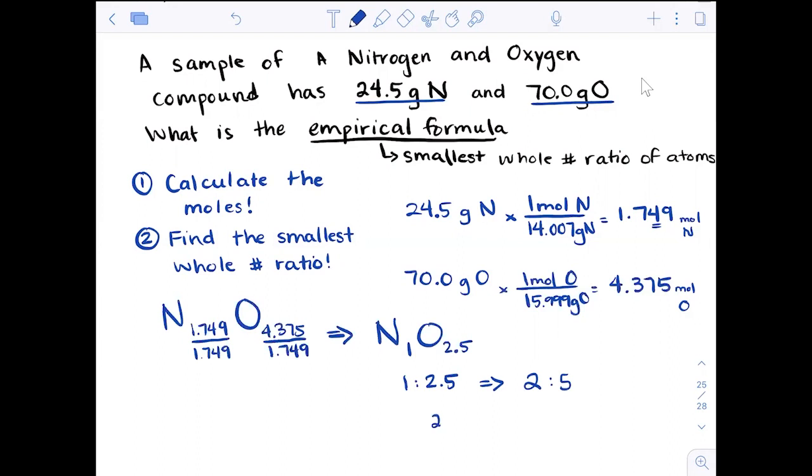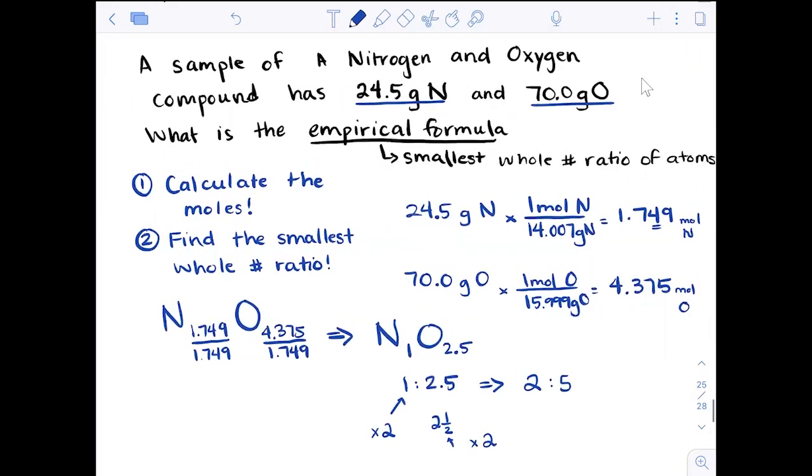2.5 is really 2 1/2. To get rid of that half, I would multiply it by 2. But what I do to one side, I have to do to the other. So my empirical formula is N2O5. Smallest whole number ratio there. Now, that's awesome. That's great.